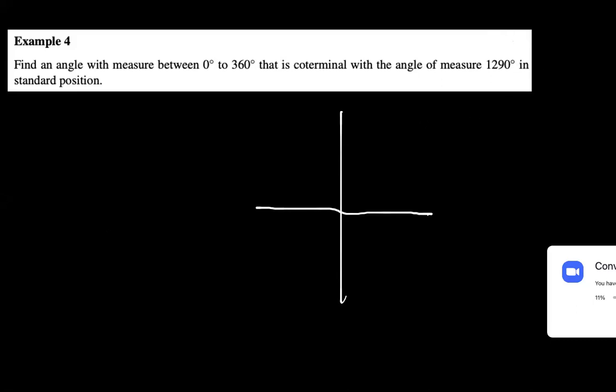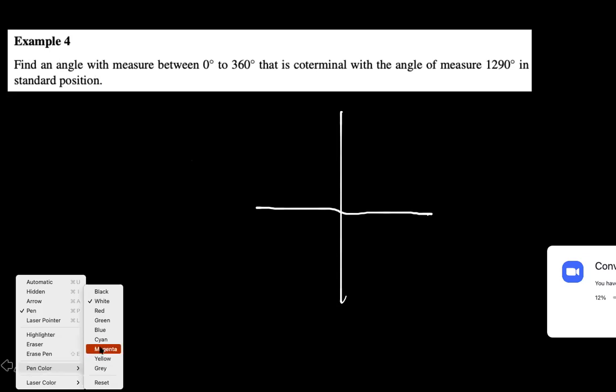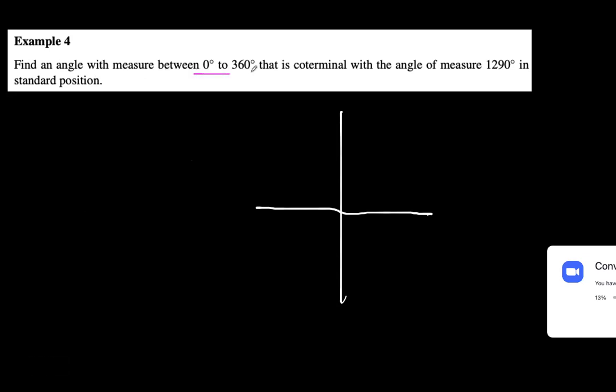Alright, so 1,290 degrees. Kailangan daw natin makahanap ng coterminal. Measure between 0 to 360 degrees, coterminal with an angle measure 1,290 in standard position. Siyempre, dapat standard palagi. Okay, so ilang ikot ba ang 1,290 guys?